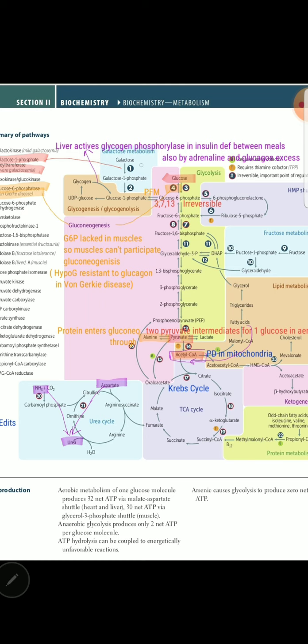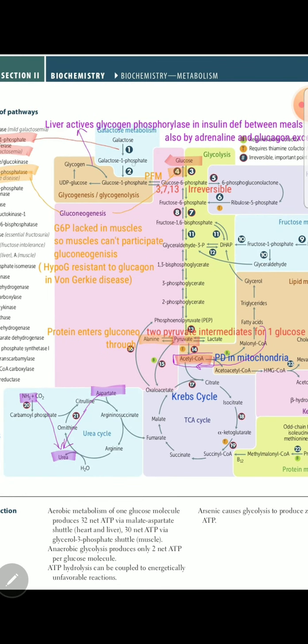Now we can see that galactose is another molecule that can enter into this pathway at glucose 1 phosphate.